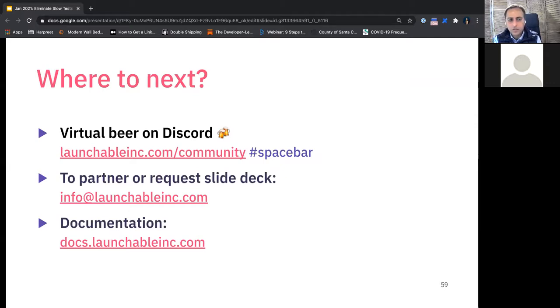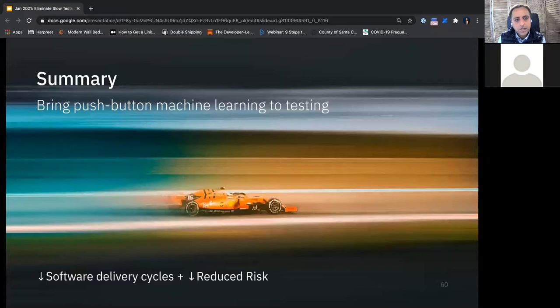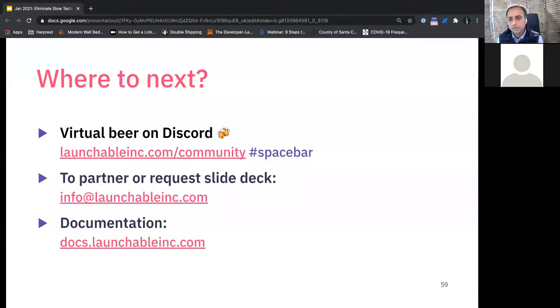To go deeper into how we do things and the CLI, head over to docs.launchableinc.com. So in summary, the idea for us is to bring push-button machine learning to testing to reduce software dev cycles at reduced risk, and really let organizations bring in continuous quality practices, delivering high quality with high agility. So with that, I'm going to stop talking and open up for questions.